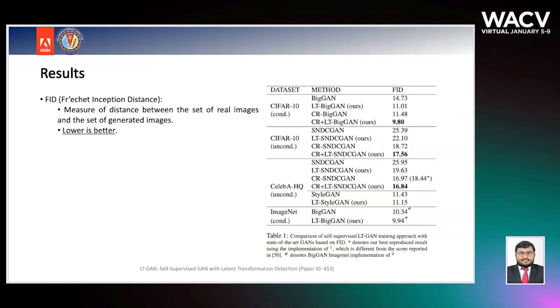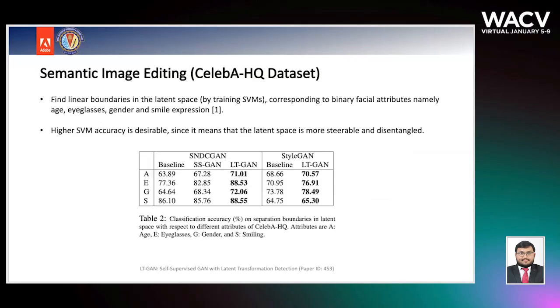We use three datasets, CIFAR10, CelebA-HQ and ImageNet, and we use three GAN architectures, BigGAN, SNDCGAN and StyleGAN. We also combine LT-GAN with the current state-of-the-art regularization approach, that is consistency regularization, and as you can see, in both class conditional and unconditional settings, it helps us to improve the FID.